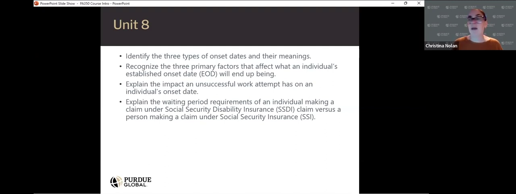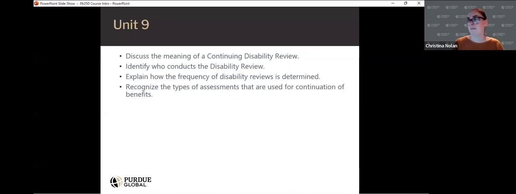We'll look at the impact of an unsuccessful work attempt. So what if somebody tried to go back to work, but then they couldn't? They're like, no, I'm disabled. Well, how does that impact that onset date? And then what are the waiting period requirements of an individual making a claim under SSDI versus one making a claim under SSI? There's a difference there.